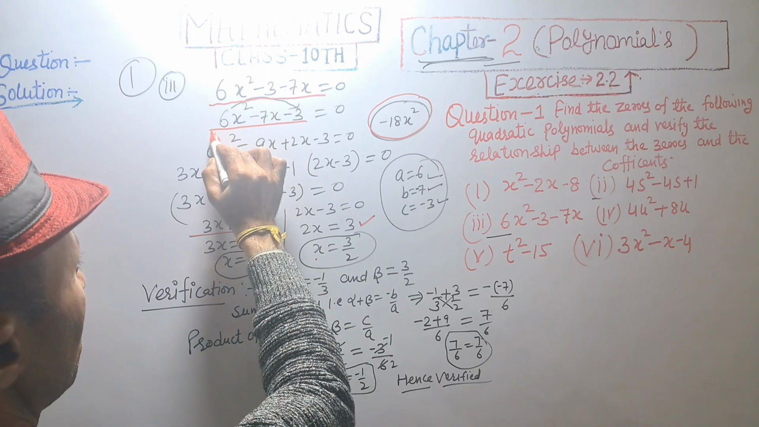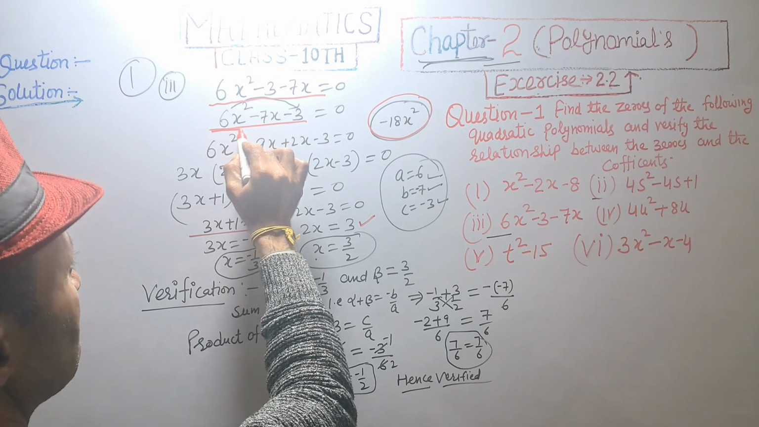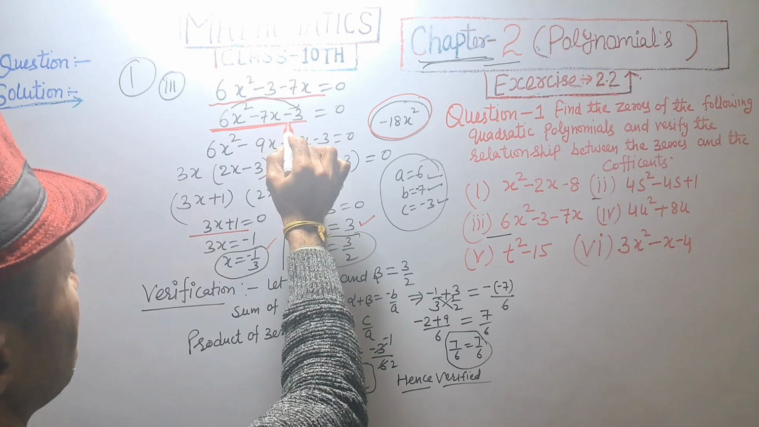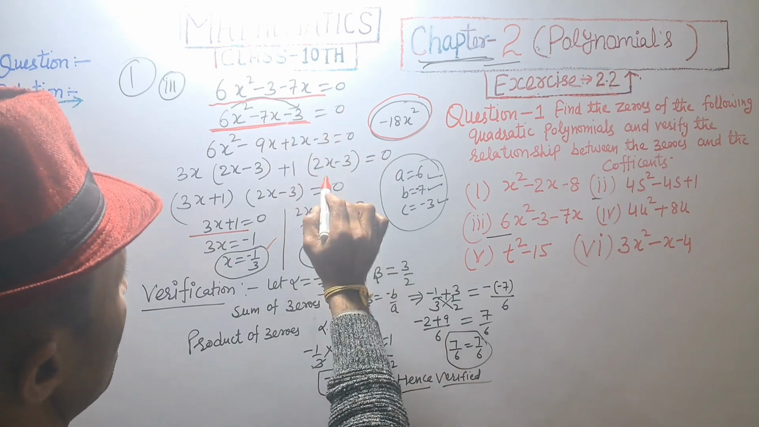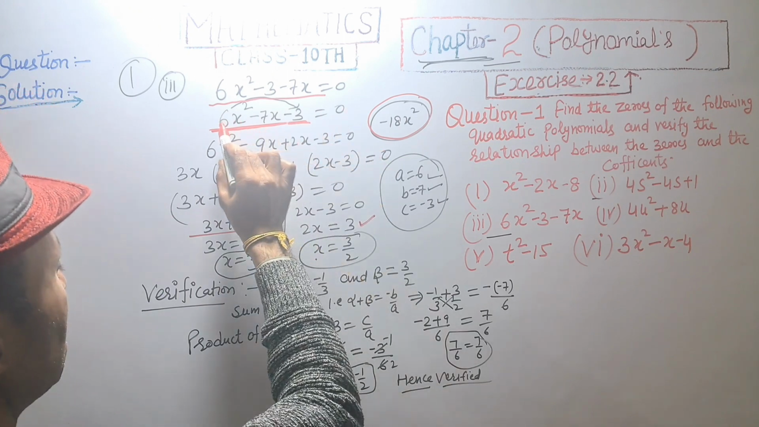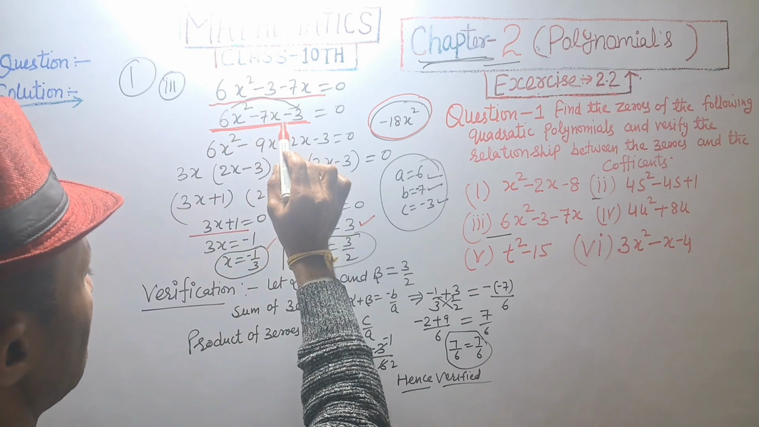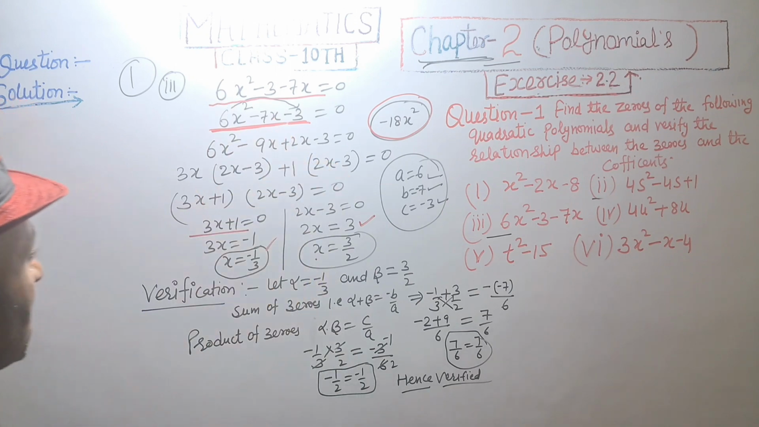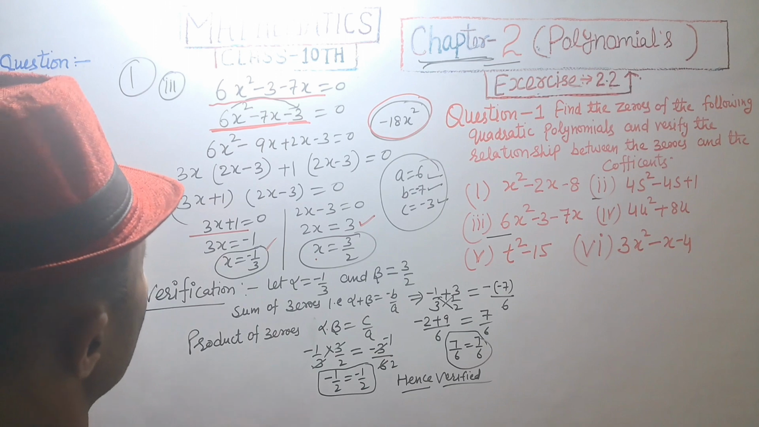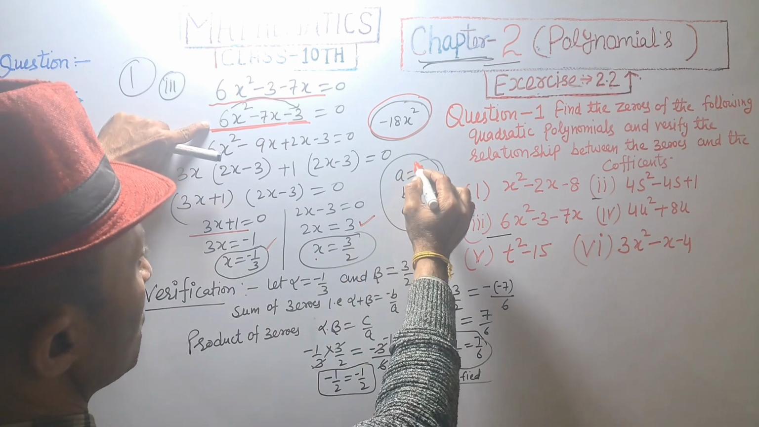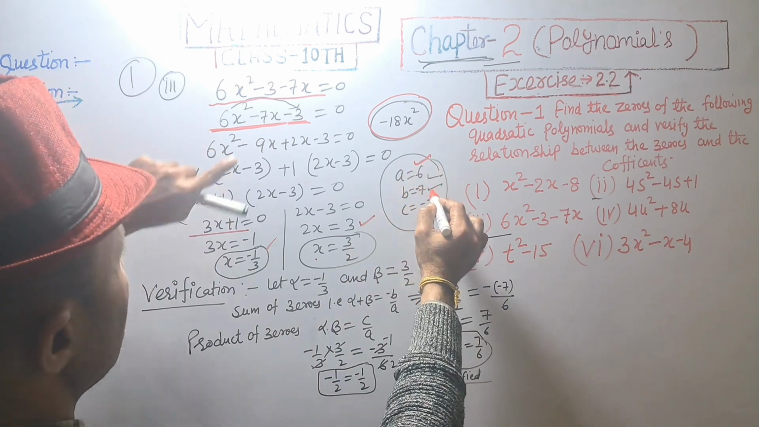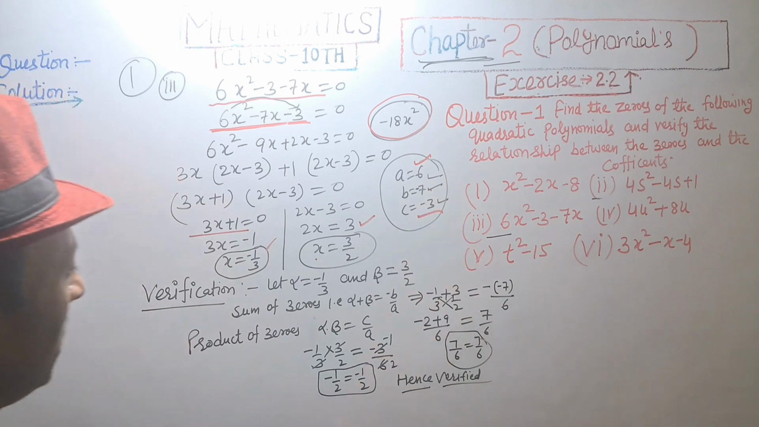In quadratic polynomial 6x square minus 7x minus 3 equal to 0, we are comparing this polynomial with ax square plus bx plus c equal to 0. We get the value of a is equal to 6, b is equal to -7 and c is equal to -3.